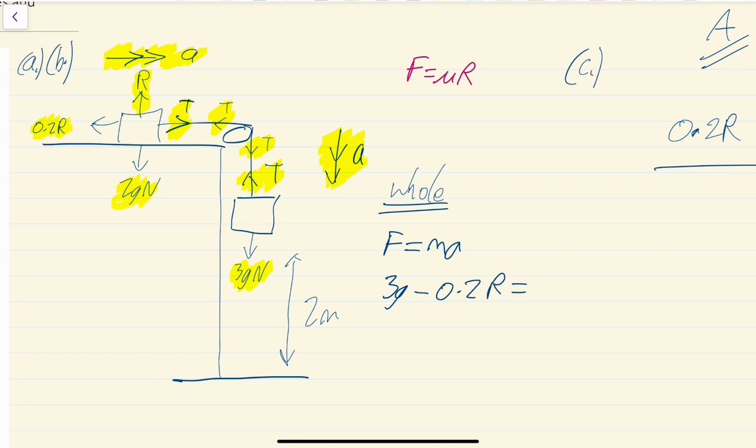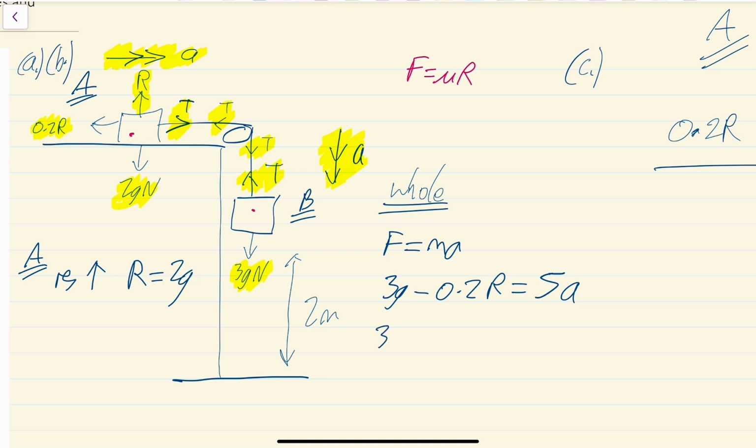And that's equal to my total mass. My total mass is this one, 2 kilograms, and this one, 3 kilograms, so my total mass is 5. And that's times my acceleration. Okay, we'll look over here at your particle A. So this was particle A, and this was particle B. At particle A, resolve vertically. Your R is equal to 2g, so your force up is equal to your force down. So R is equal to 2g.